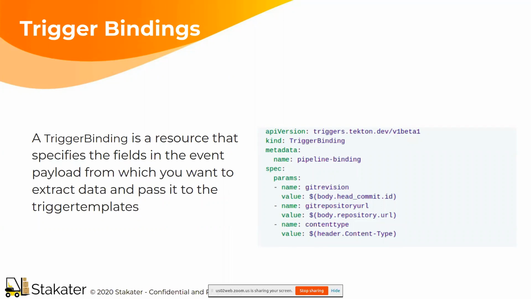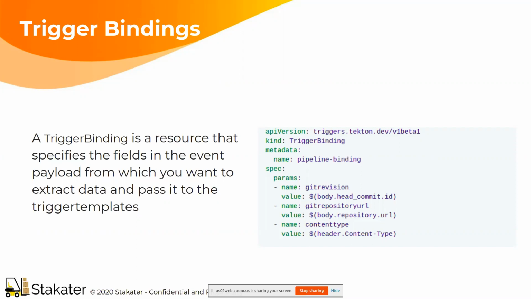Trigger binding is a resource that specifies the field in the event payload from which you want to extract data and pass it to the trigger templates. So as I said, trigger templates expose some parameters, but we need to get those. If we need to get those parameters from the webhook payload, for suppose if I have to clone the Git repository, then instead of hard coding the Git URL in the task or pipeline, I can just take it from the payload, from wherever it is generated.